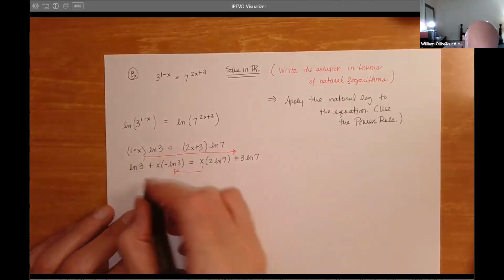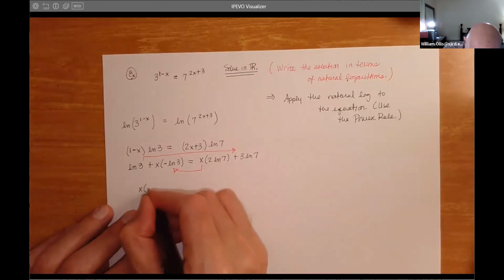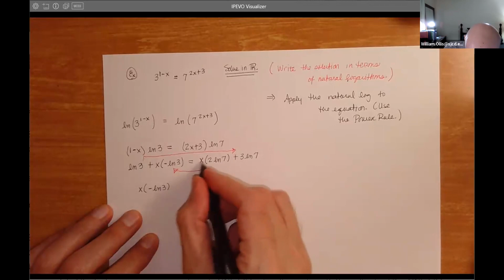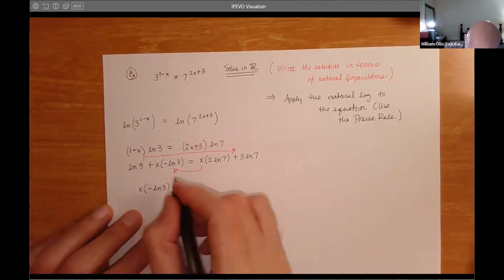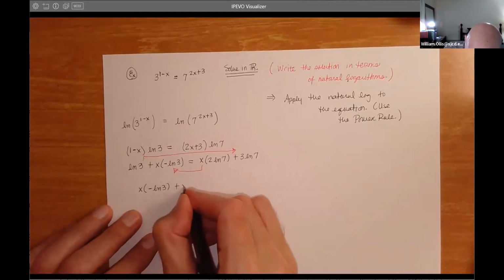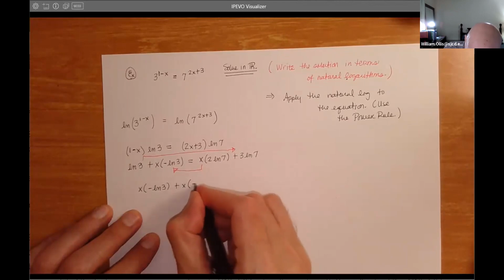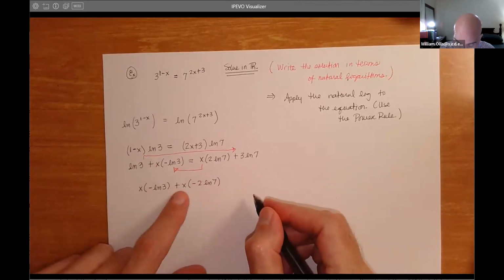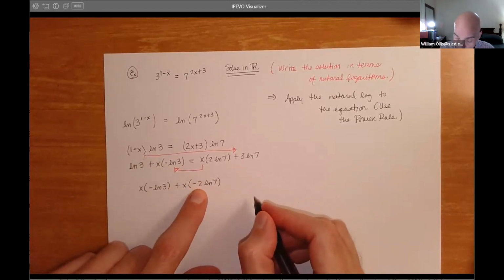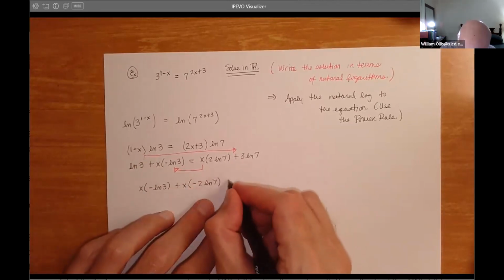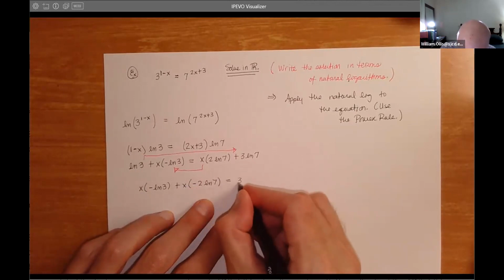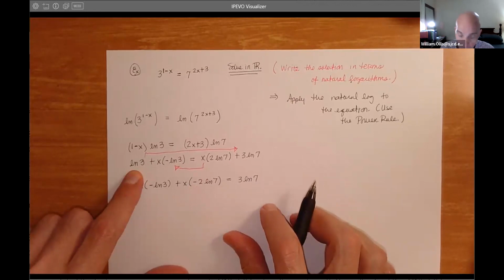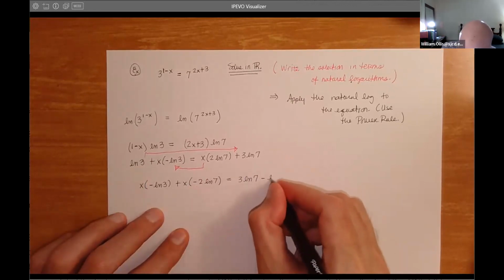So now we'll have x times the negative logarithm of 3. And now, of course, if we look at this, we take the x over. So this will be plus x times the negative 2 logarithm of 7. So again, we take this over, we get the negative and just put the negative into the coefficient. And now we have equals 3 times the natural log of 7. And then, of course, we subtract the log of 3 from both sides.